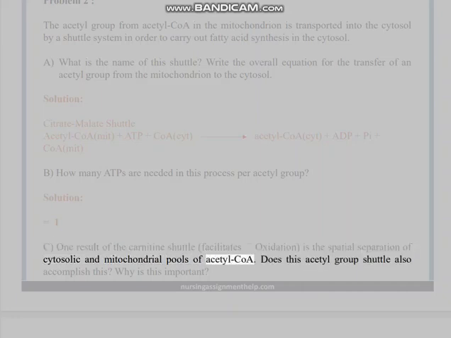of acetyl-CoA. Does this acetyl group shuttle also accomplish this? Why is this important?